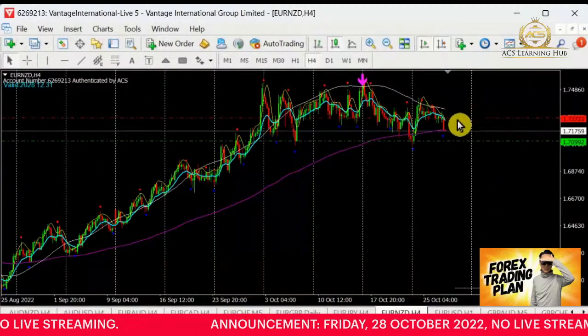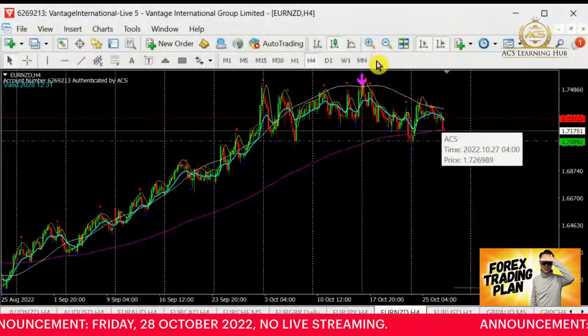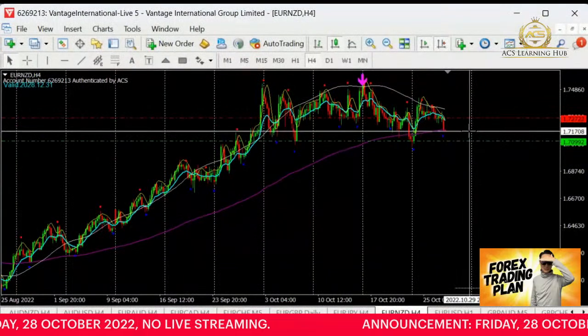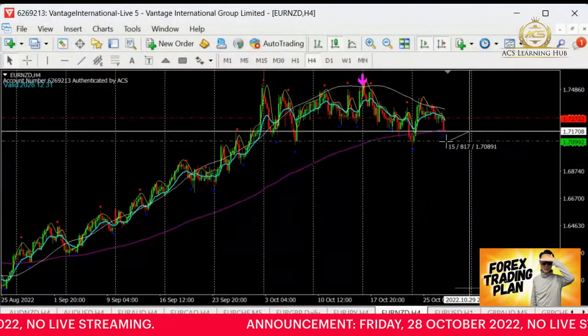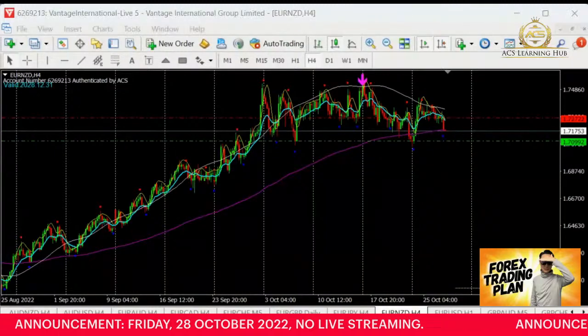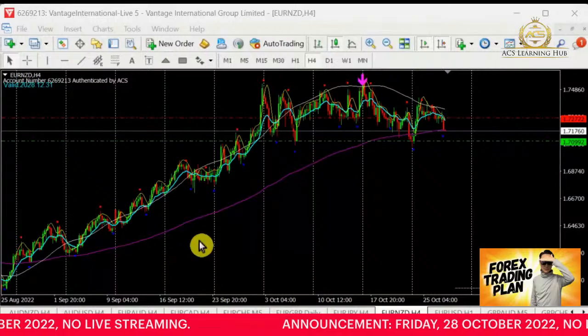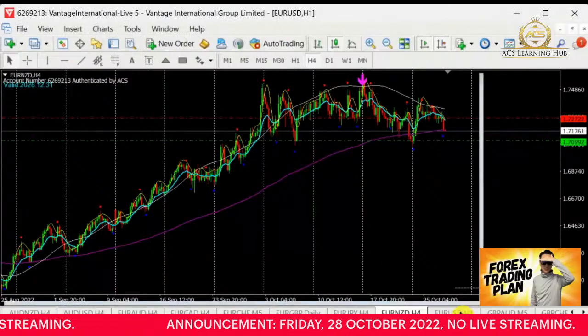Because I see over here, there's a resistance. At this point it's coming to test this level of support, which still has about 75 pips to go. So for Euro Kiwi, yes, we can look out for selling. I'm going to put this in my selling list, and later on we come back and see how it is going.